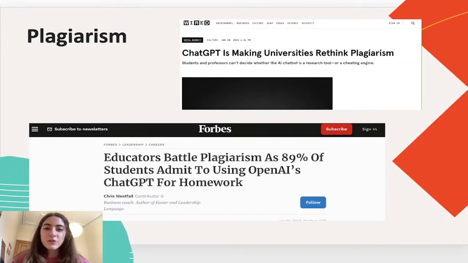And then one big issue that I'm sure all of you have heard of is plagiarism. And this is a very serious issue in education. So yeah, you can see here 89% of students admit to using OpenAI's ChatGPT for homework. And this is one of the big ones, especially because at the moment it's quite hard to detect when AI has been used, although there is detection software, but it's not foolproof.